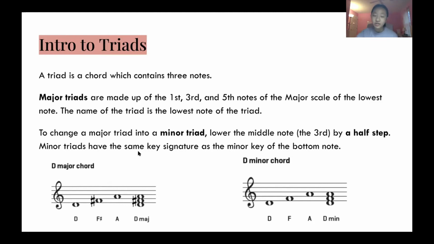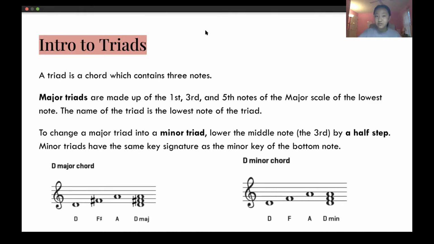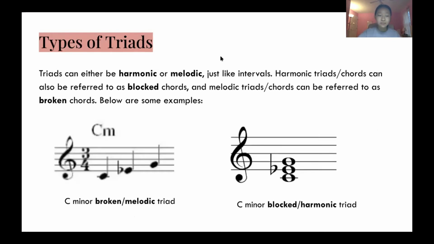And that makes the D major triad. To change a major triad into a minor triad, all you have to do is lower the middle note by a half step. Minor triads have the same key signature as the minor key of the bottom note. We already learned how to find those key signatures in the first few lessons, so we're good on that.